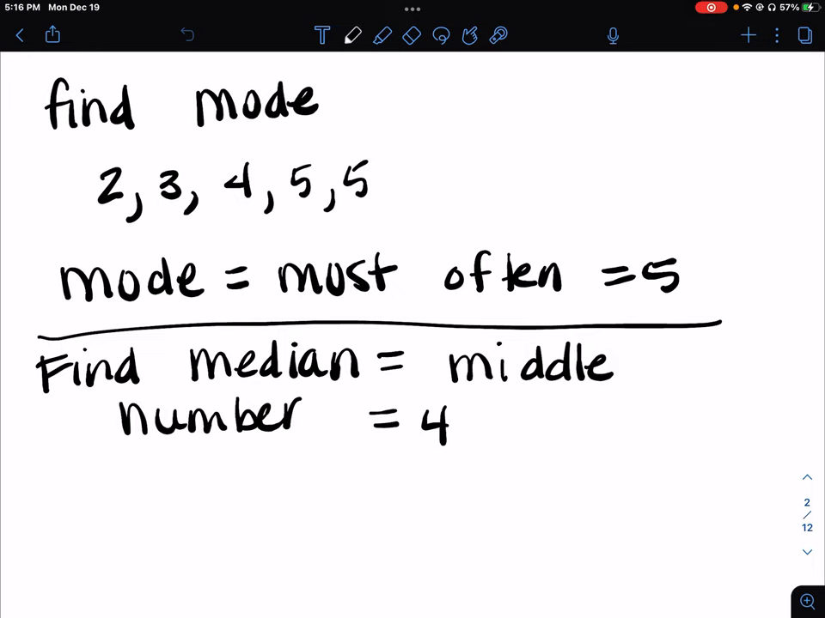The mode is the most often number. Okay, so you look for repeats. So there's 2 6s. Okay, so that's most often.